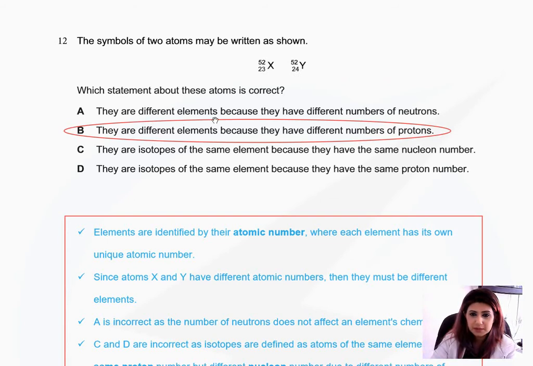They are different elements because they have different number of neutrons. They are different elements, but not because of the neutron, because of the proton, which is different. They are different elements because they have different number of neutrons. So that's the answer. They are isotopes. They are not isotopes because to be isotopes, they have to be the same element, means same proton number. So they are not even isotopes. So this does not even apply, C and D.